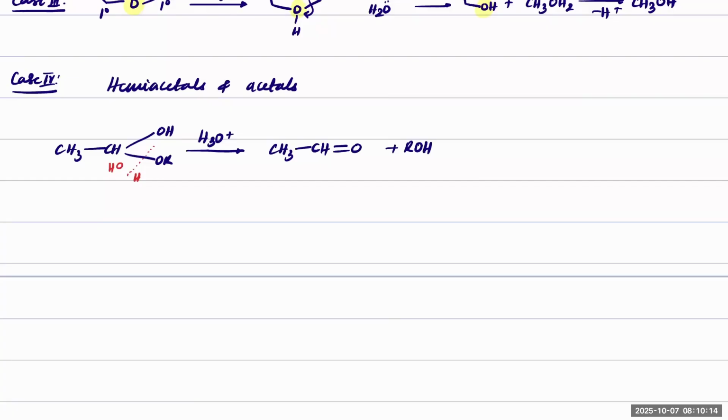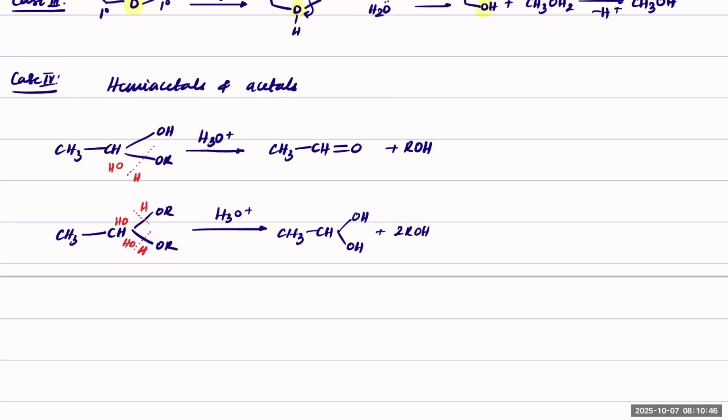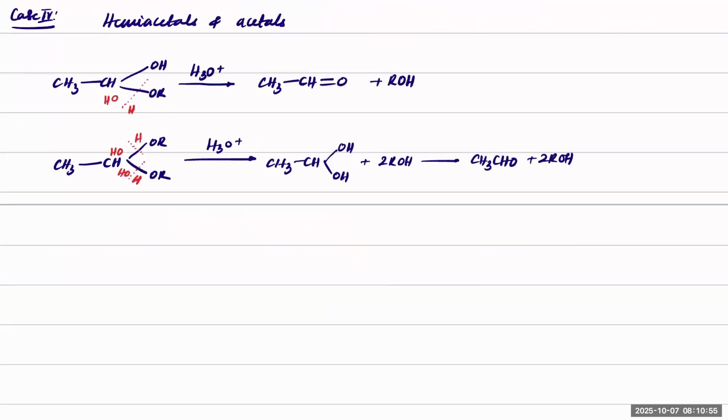Second case, if you have an acetal group CH and we have OR and OR, then you do the same thing. You break here also and you break here also. You will get OH here and H here. Same way you will get OH here and H here. And that on hydrolysis again will give us CH3CH having two OH groups. Two OH groups are going to convert that into aldehyde. So CH3CHO plus 2 moles of alcohol. Done. So I guess the next case is also clear, how to deal with hemiacetals and acetals.